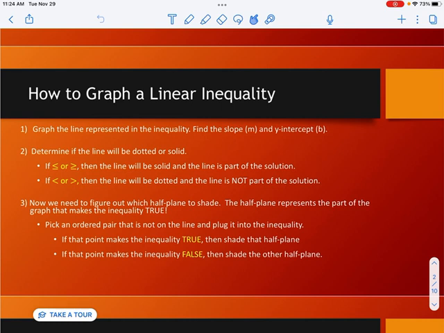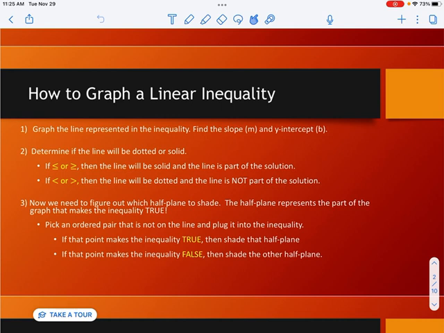Then the next part that we need to do: on equations, when you look at the line that you graphed, all of those points on the line were solutions. Well, with an inequality, you're talking about things that are greater than, less than, those types of things. So what it actually creates is a half plane that is full of solutions. So that means we have to figure out which side of the line would make that inequality true.